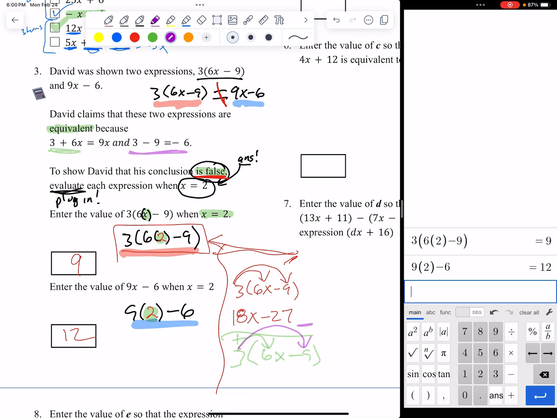So he didn't multiply when he distributed. He just said, oh, they're positive, so I'm going to add them. 3 plus 6, right? Can you see it's a plus 6? And 3 minus 9. That's where David screwed up.